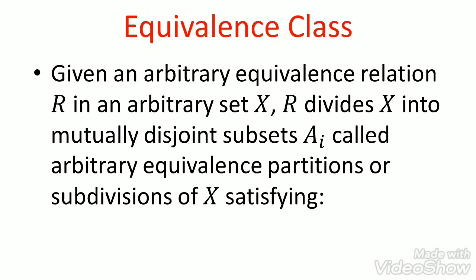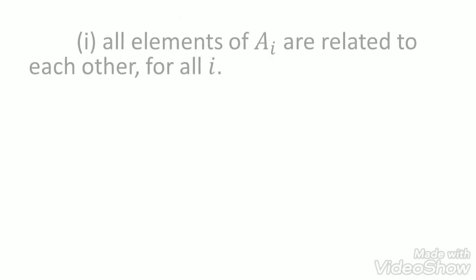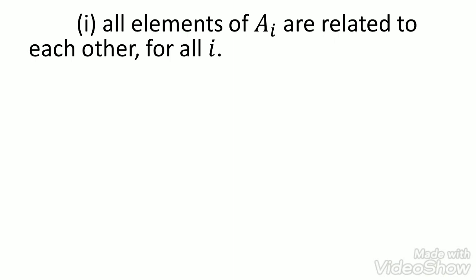Okay, you try to solve other problems from your exercise, and let me give you one more concept right now. It is called an equivalence class. What is an equivalence class? You see, given an arbitrary equivalence relation R in an arbitrary set X, R divides X into mutually disjoint subsets Ai, called equivalence partitions or subdivisions of X, satisfying the following properties.